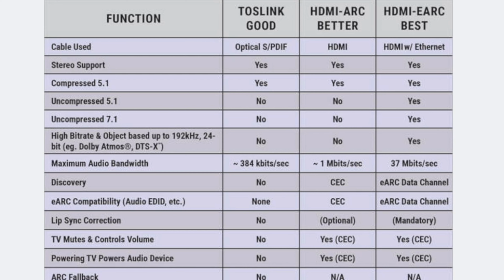So final is going to be HDMI eARC. This is going to give you basically yes all the way down. It's the best. And this is going to get you, if you can see here, 7.1, and then your object-based Dolby Atmos, DTS:X. And you can see here, it's literally 37 times the bandwidth of HDMI ARC. So eARC's superior in all ways.